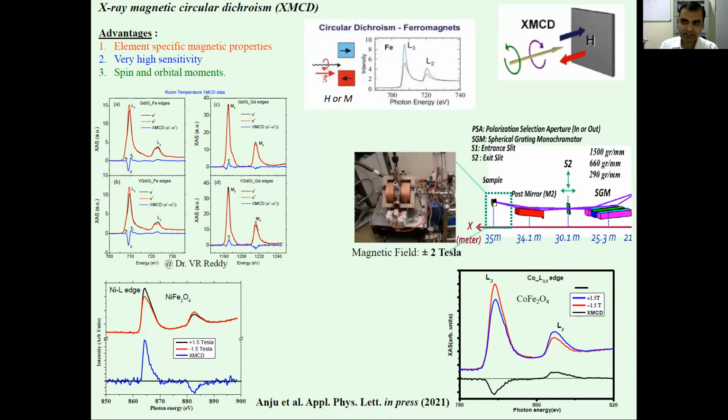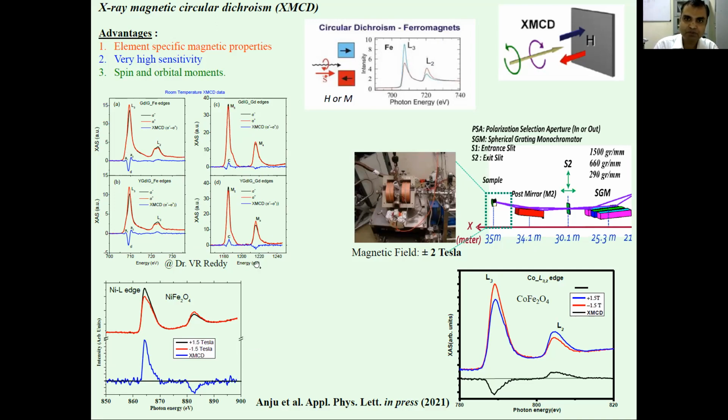Another important thing that we can do, by using the polarized nature of the incident X-rays, is X-ray magnetic circular dichroism, which is very versatile because it gives element-specific magnetic information, and it is highly sensitive. Importantly, it gives us information about the contribution arising from the spin part as well as the orbital part of the system. So this is one such example, of different materials which are shown, CuFe2O4.